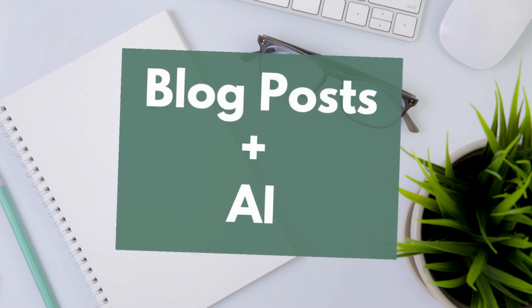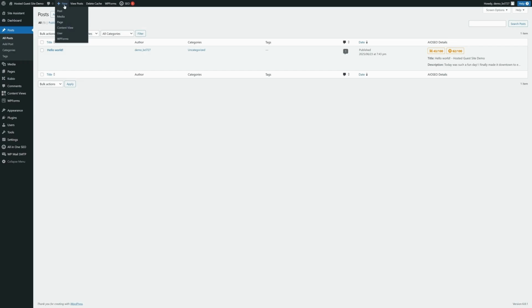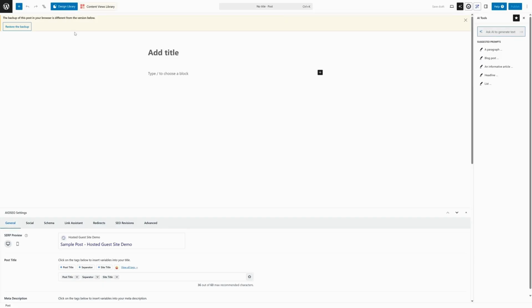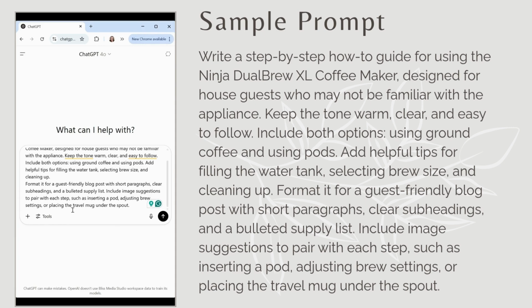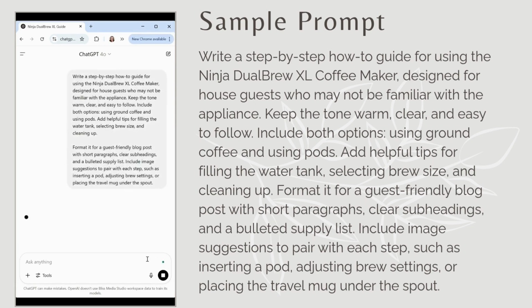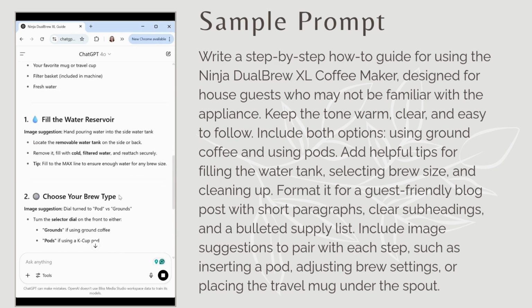In this segment, we'll combine WordPress and ChatGPT to create a clear, guest-ready how-to guide. Start by heading to the top menu in WordPress, select New, then choose Post. This is where we'll create your first guide. To make this easy, we're using ChatGPT. Here's the prompt I'm using to write a guide for our Ninja coffee maker. You can adjust it to fit any appliance or setup in your home.